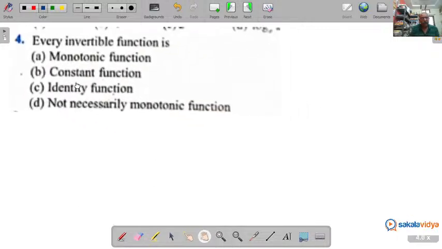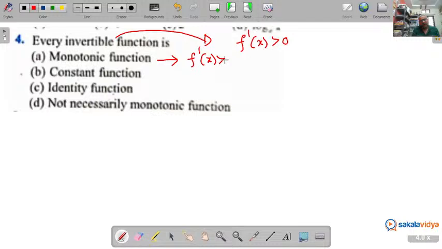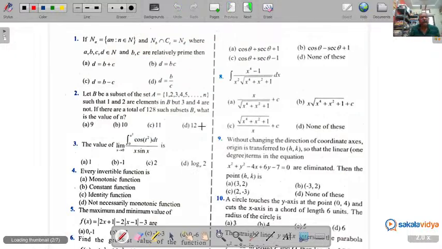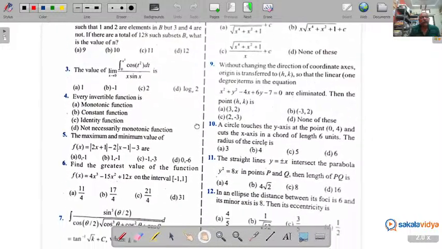Every invertible function is a monotonic function, constant function, identity function, not necessarily actually monotonic function. So every invertible function means, suppose f of x, f dash x must be greater than 0. So here in this case only f dash x is greater than 0. So that's why A is the right option. Every invertible function is a monotonic function. So first option is the right option. So let us move to the fifth question now.